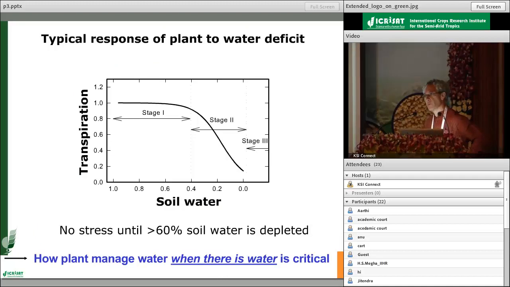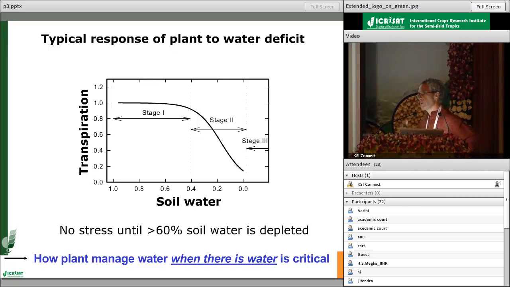Second consideration: when we talk about drought, we often think only of what happens when there's drought. Here, this slide shows the response of transpiration, which we take as a proxy for growth and photosynthesis, as a function of soil water. And what it tells us is that a droughted plant doesn't get into stress until it has depleted at least 60% of the soil water.